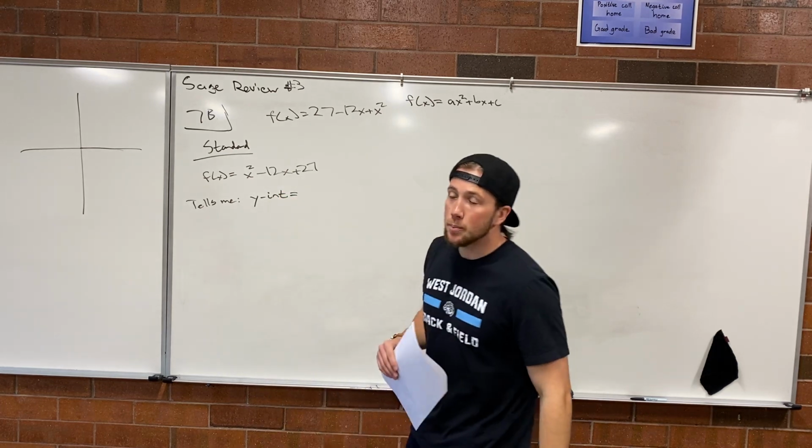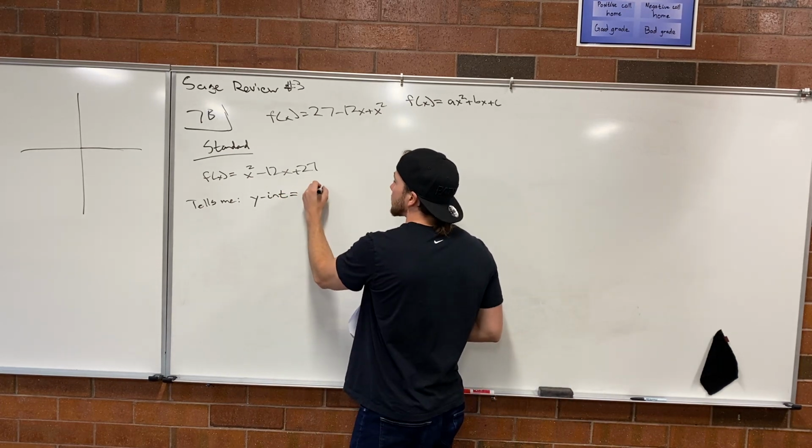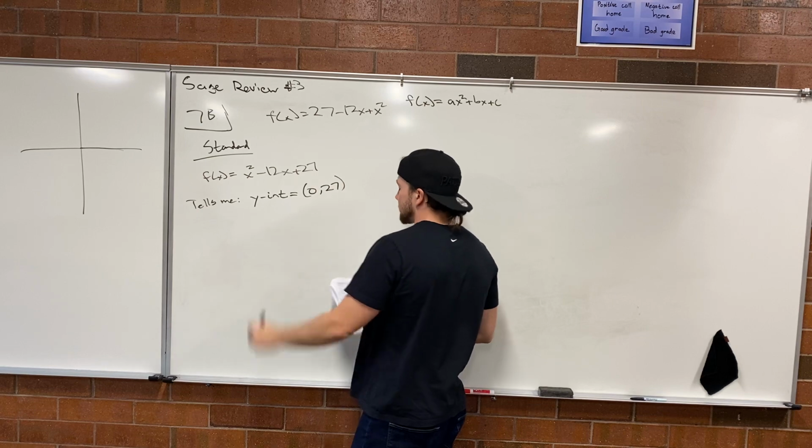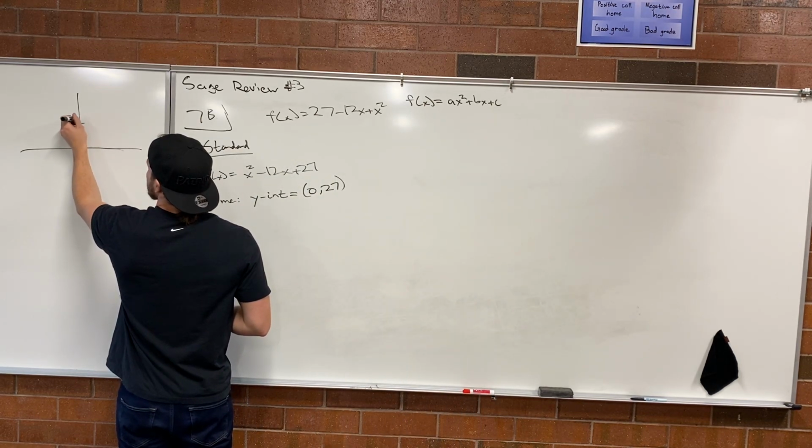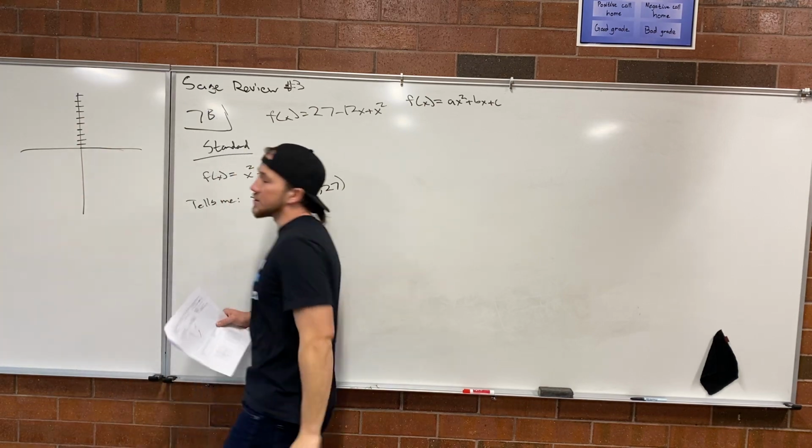And that's going to be an ordered pair, and it's going to be 0, 27. Okay, and so we have room to graph here. We got 1, 2, 3, 4, 5, 6, 7, 8, 9, 10. And this is going to be a little tricky.